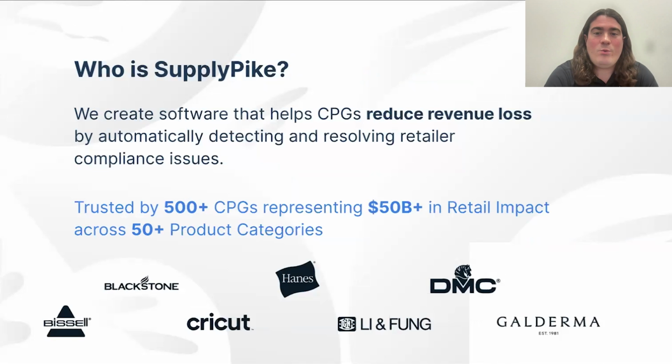Some of you may be asking, who is SupplyPike? At SupplyPike, we develop software to help CPGs identify and reduce revenue loss by automatically detecting, disputing, and resolving retailer compliance issues. And that can be shortages, that can be price discrepancies, all of which I think Annalee is going to talk about today.